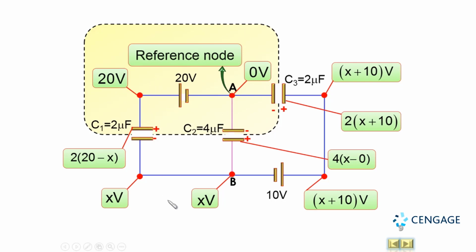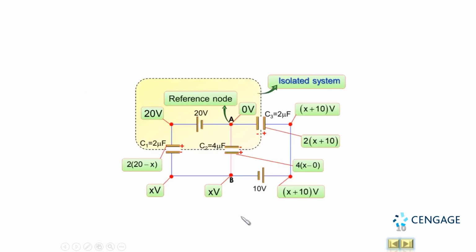So let us make this circuit diagram again. This is the isolated system as we discussed. Let us write the charges here. That is positive charge, this is 2 multiplied by 20 minus X. This is a negative charge, that is 4 multiplied by X minus 0 with a negative sign, and here we can observe again a negative charge equal to 2 multiplied by X plus 10, and the summation of these charges should be equal to 0. You can observe now we need to solve only one variable, that is X.